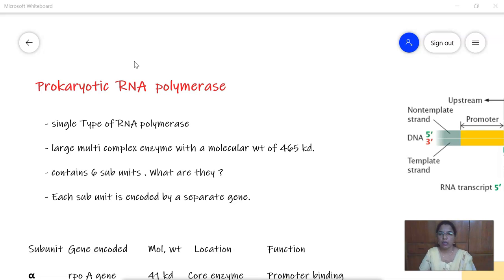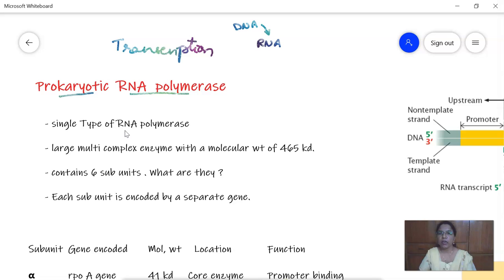Okay, dear friends, let's move to our topic of discussion, which is RNA polymerase. Transcription is nothing but the synthesis of RNA from DNA, which is catalyzed by an enzyme called RNA polymerase. We'll discuss today the prokaryotic RNA polymerases and eukaryotic RNA polymerases. First, let us discuss prokaryotic RNA polymerases.